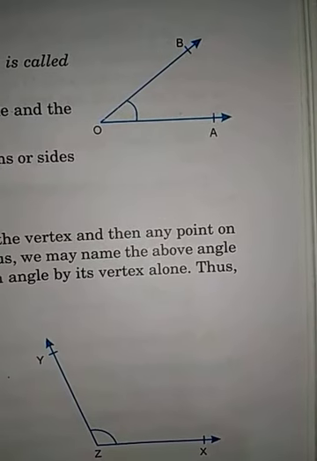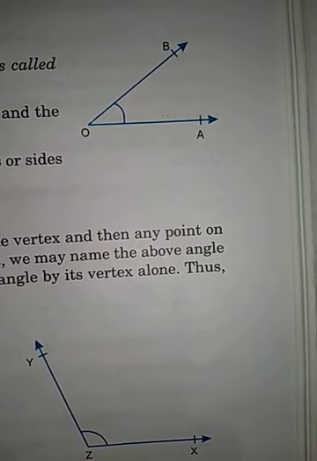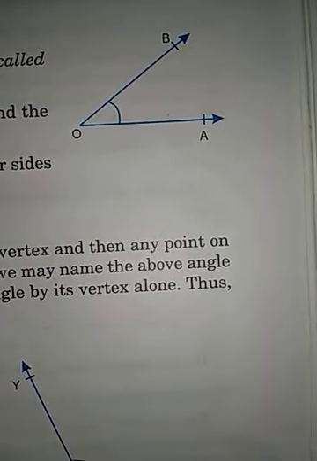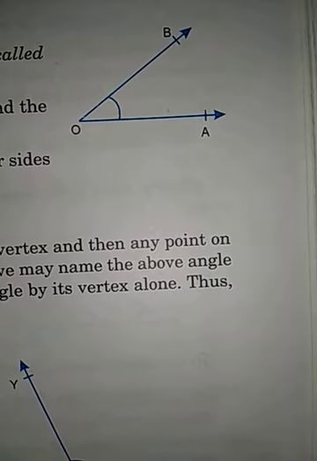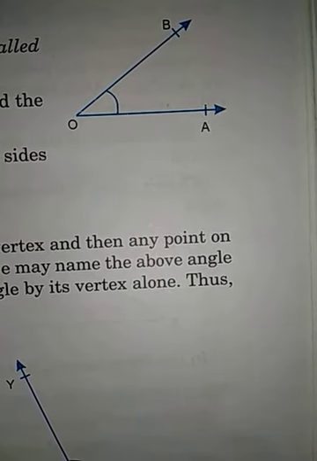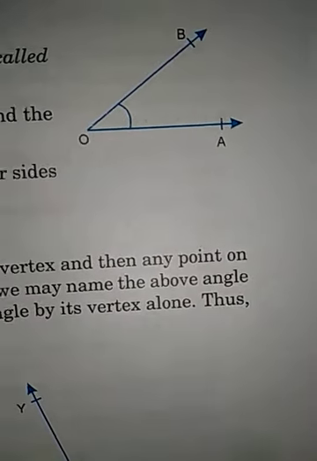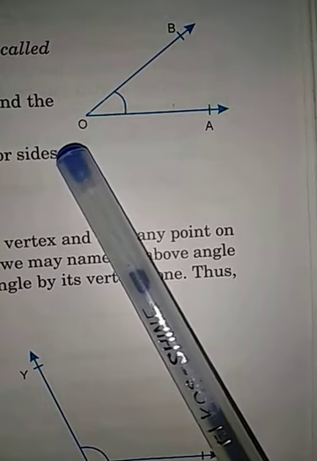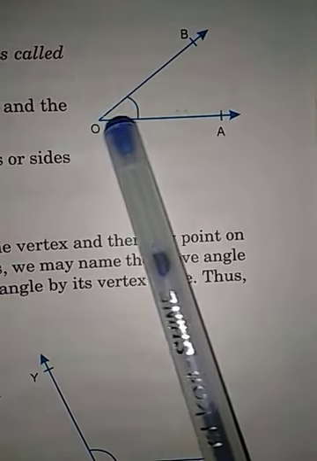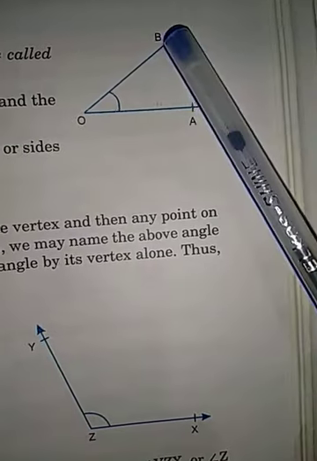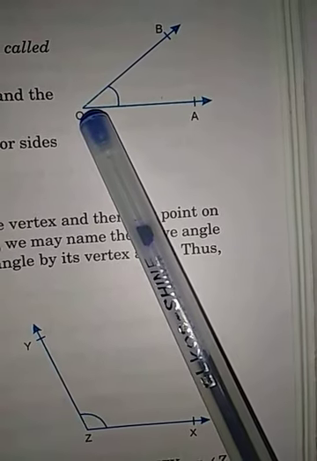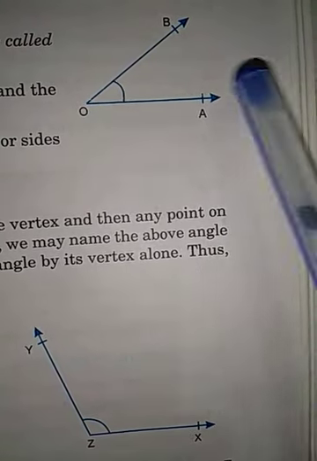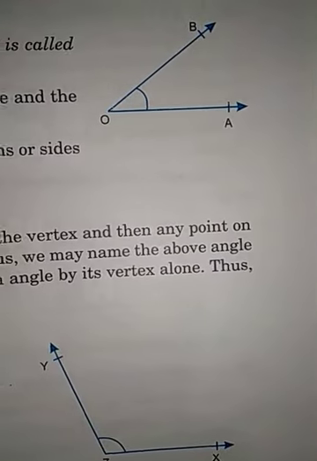The figure formed by two rays with the same initial point is called an angle. The common initial point is called the vertex of the angle, and the rays forming the angle are called its arms or sides. In the figure, the two rays which form the angle are rays OA and OB. In this angle, O is the vertex and the two sides of the angle are OA and OB.